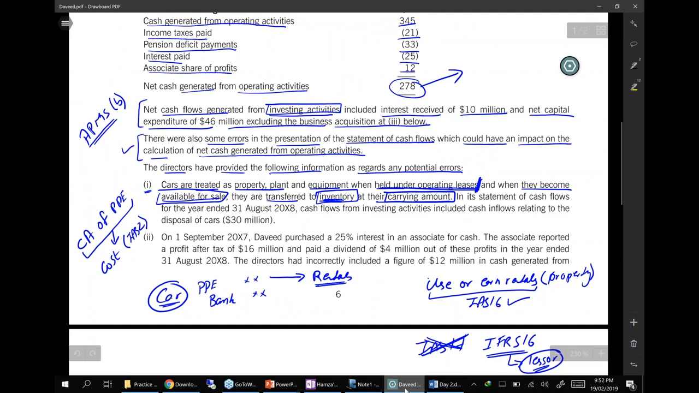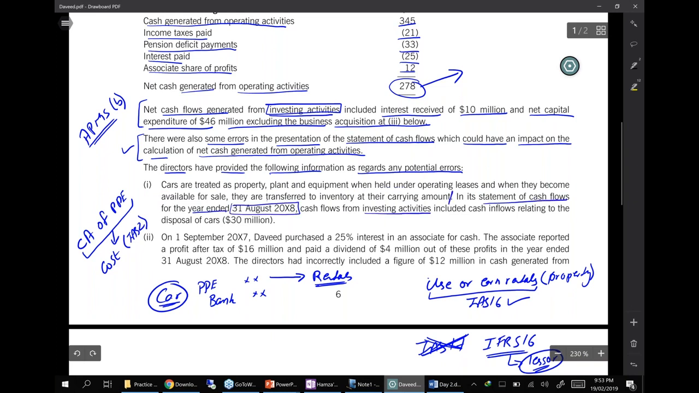Now the question says in its statement of cash flows for the year ended 31st August 2008, the cash flows from investing activities include the cash inflows relating to the disposal of cars of $30 million. So is it correct or wrong? We have shown the disposal of cars in the cash flow from investing activities. Is this right or wrong? Yes, this time it is wrong.